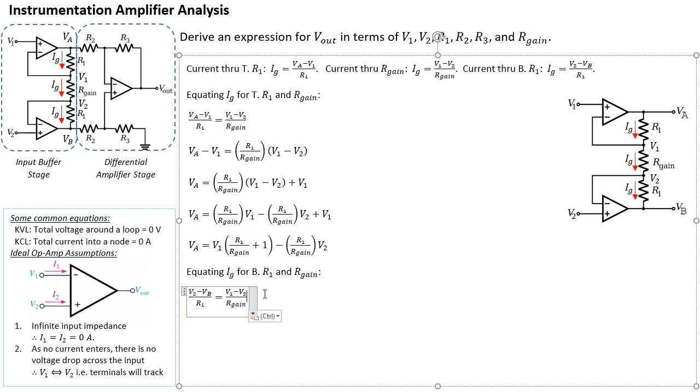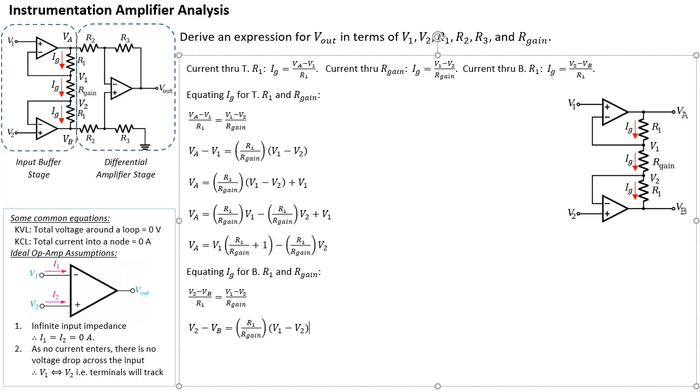Just as before, we move R1 to the other side, so it becomes V2 minus VB on the left, and on the right, in brackets, it will be R1 divided by R gain times V1 minus V2. Then once more, what we do now is move V2 across to the other side.